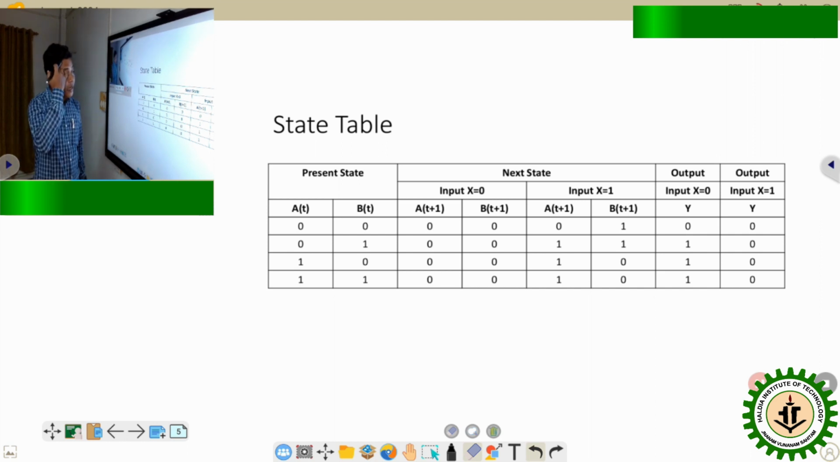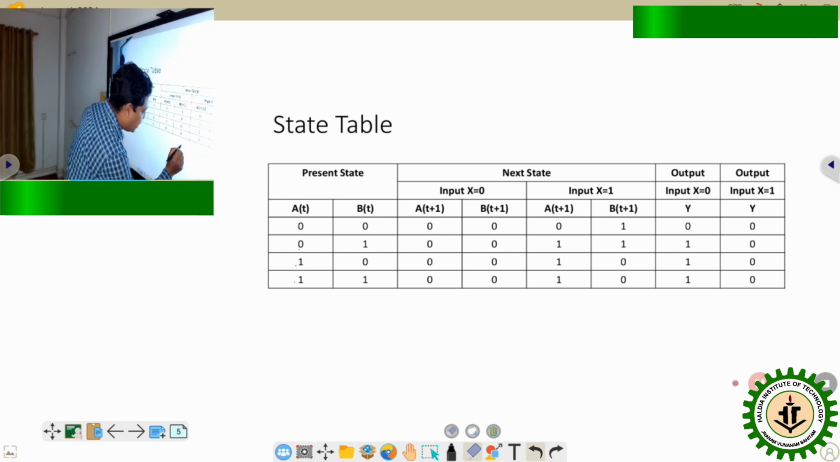Similarly, from this state table, if we want to draw the state diagram, as we have seen that there are 2 flip-flops, so there could be 4 different states. It could be 00, it could be 01, it could be 10, or it could be 11. Based on this, we can prepare the diagram for when the input equals 0 and when the input equals 1. We can draw it in this way.